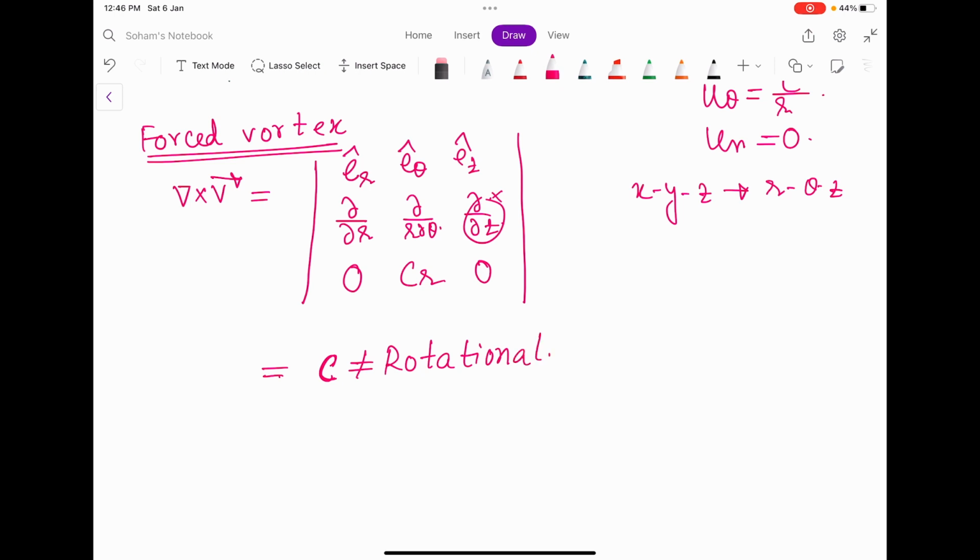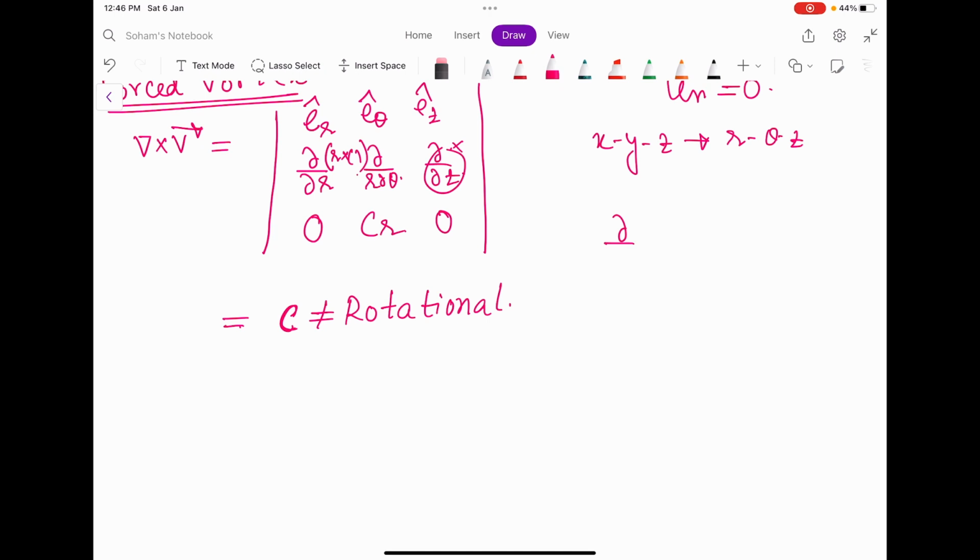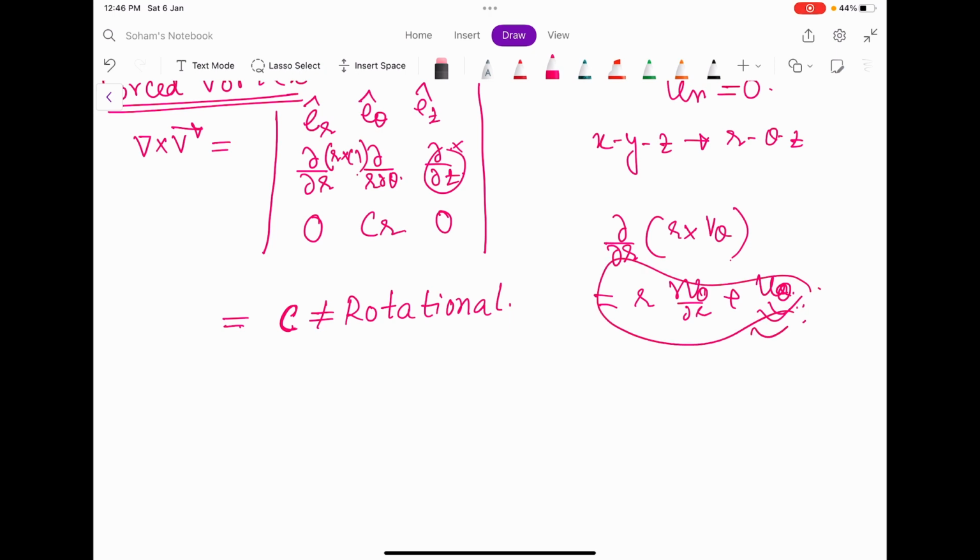So this is not equal to 0, so this is rotational, and for the free vortex this will be c by r. Now this will be your task. What happens is that this will have r into v theta in bracket. In cylindrical coordinates, the variation is del del r into v theta, so that will be r into del v theta del r plus v theta into 1. So this will be the actual derivation.